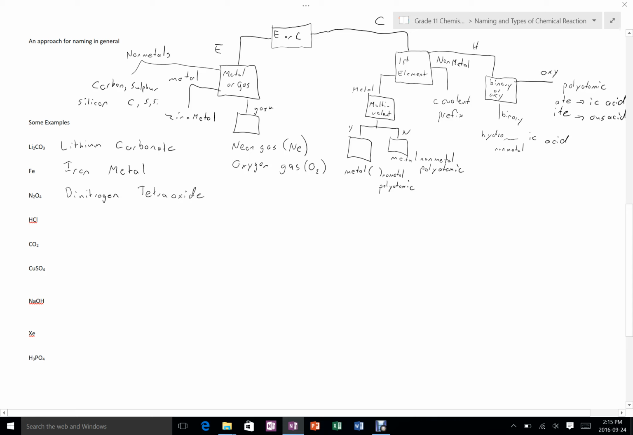HCl, it's a compound. First element, hydrogen. It's a binary acid. So that becomes hydrochloric acid. CO2, compound. First element is covalent. So CO2, we don't put the mono on the first element, so that's just carbon dioxide.